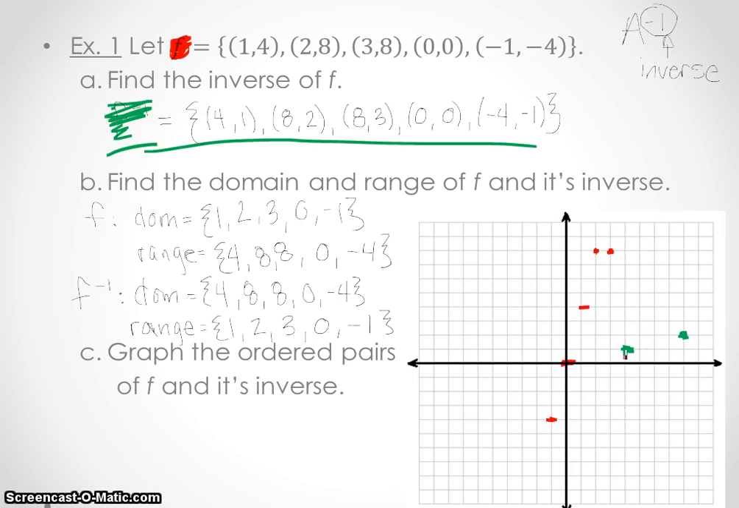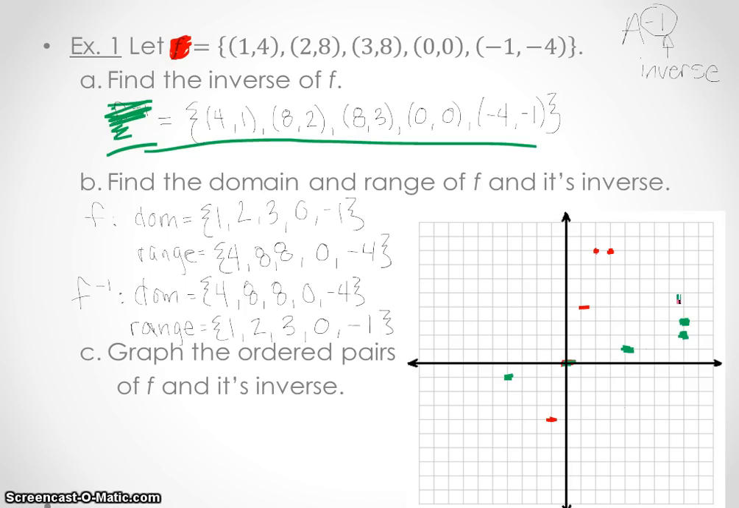Alrighty. And then we have 8, 3. So out 8 and then up to 3 then is right here. And then 0, 0. That's one we know and love. And negative 4, 1, 2, 3, 4, negative 1, which is right here. Alrighty, so there we have it.